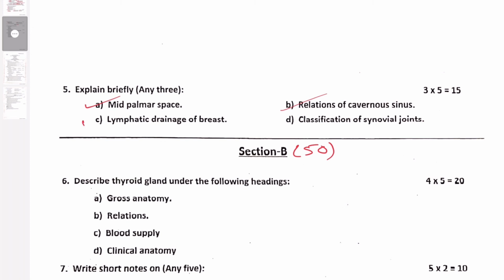Lymphatic drainage of the breast, super important. Classification of synovial joints. Remember there are 7 sub varieties of synovial joint. One is the plain synovial, then you have the hinge joint, then the pivotal joint, condylar joint, then saddle joint, then ellipsoid joint, then ball and socket variety.